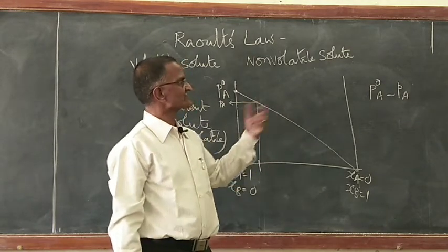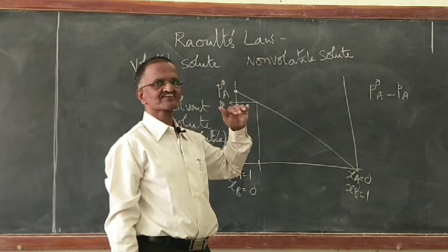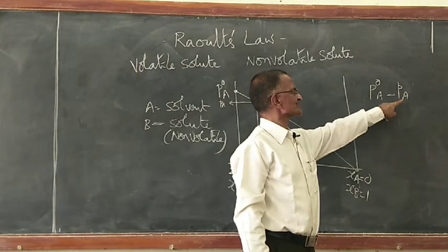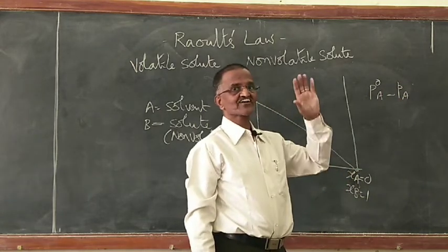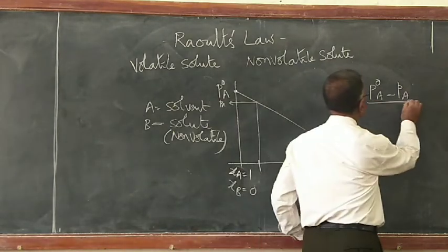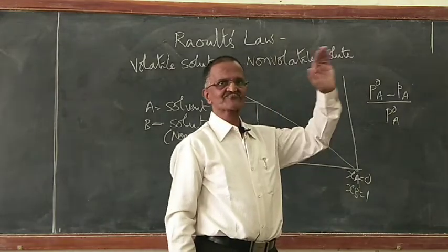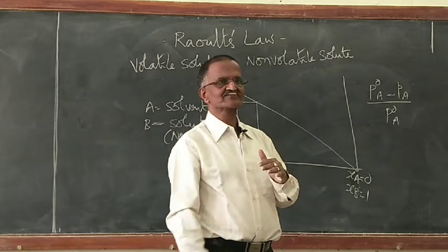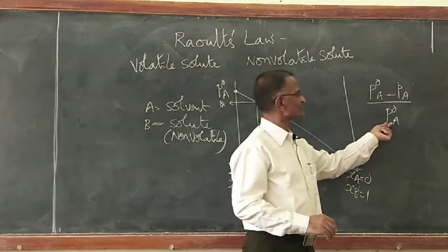Now, how much is the decrease? How much it should have been, and after the preparation of the solution, how much is the value? That will give me the decrease. But to find out how much is the decrease, of course I will divide by P naught A. How much it should have been, how much it is, that will tell me how much is the decrease.